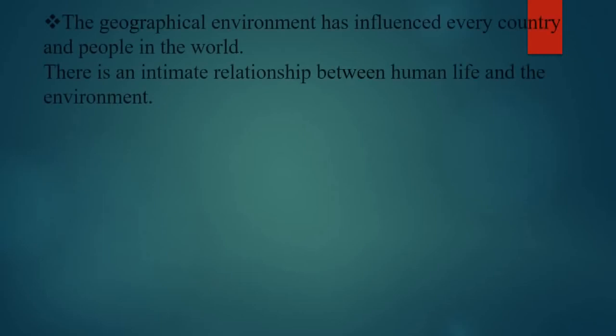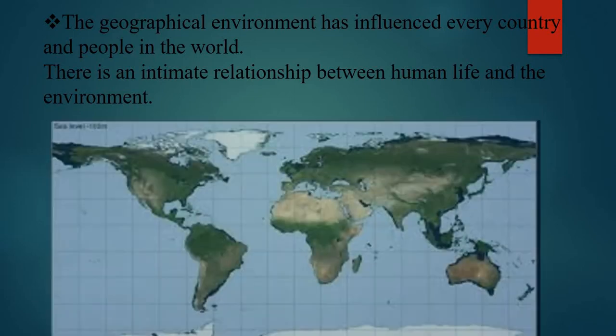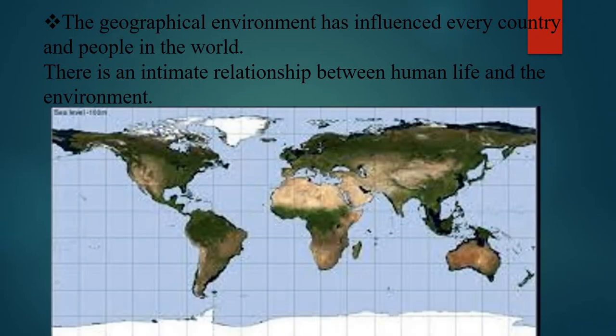Okay students, let's come back to the explanation of this lesson part. The first and foremost important thing is that the geographical environment has been influencing every country and the people in the world. There's a special relationship between human life and the environment of that particular country. You can see the world map, which clearly shows how important the relationship between the people and the environment is.